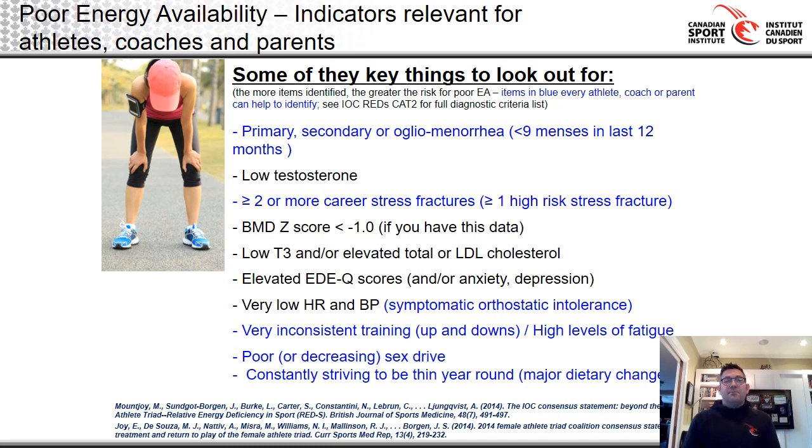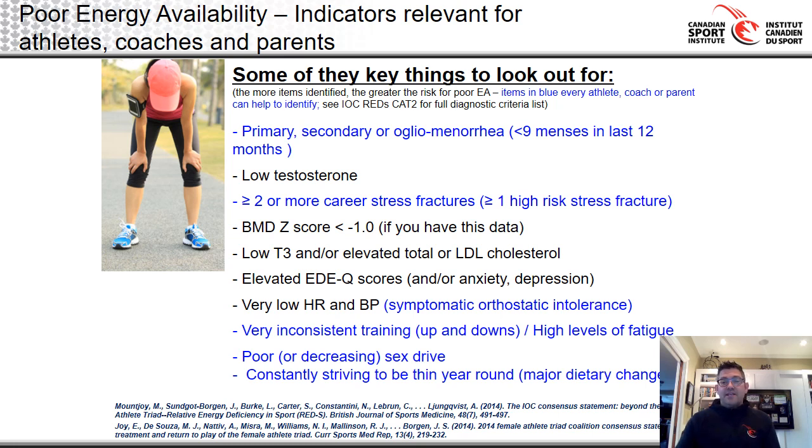So for example, in blue, a primary or secondary amenorrhea, so menstrual cycle status changes. If you have a lack of a menstrual cycle or less than 9 cycles in the last 12 months, that is definitely a sign and a symptom to look out for. If we move down, 2 or more career stress fractures is also a sign and a symptom.